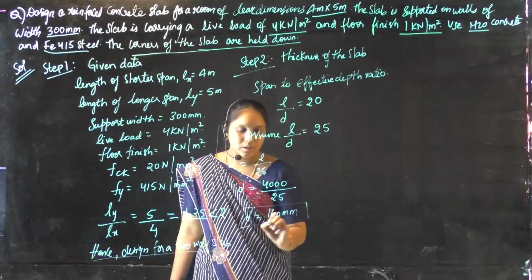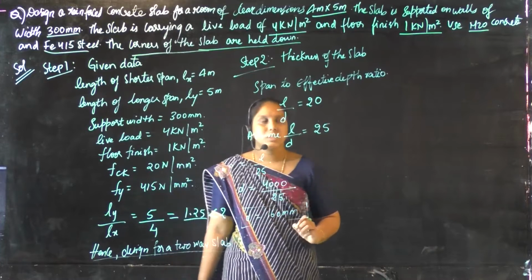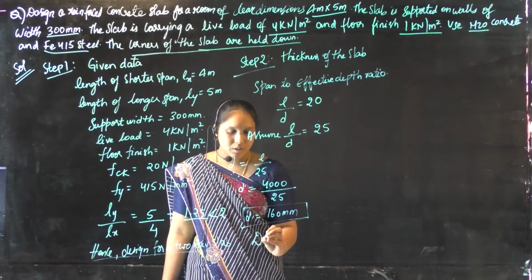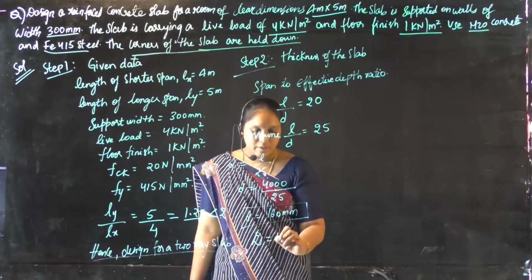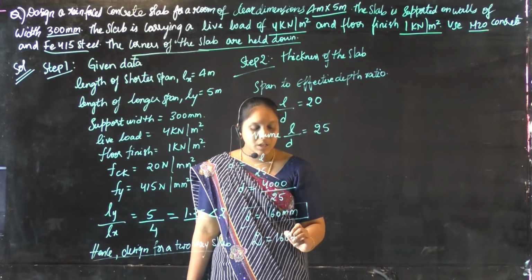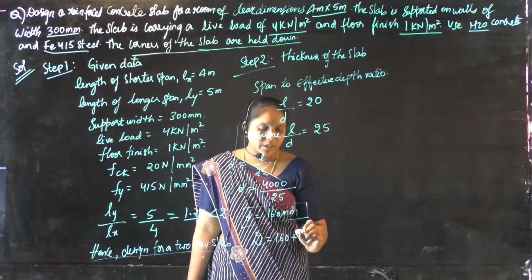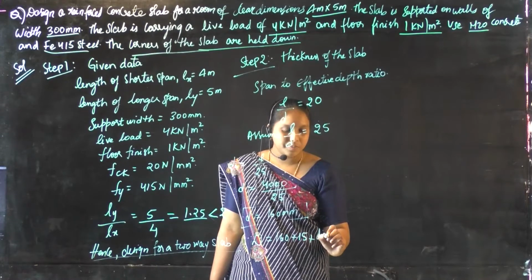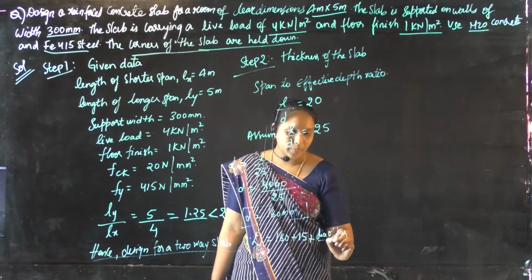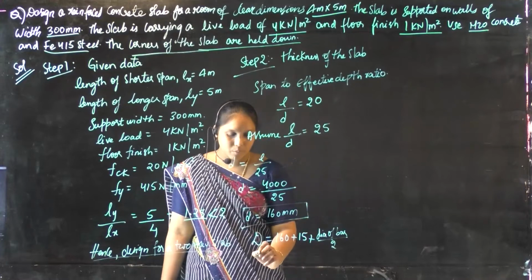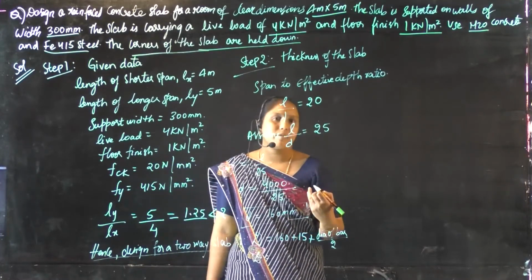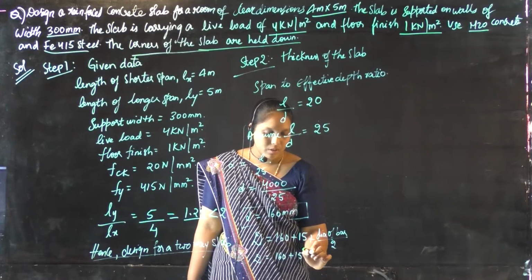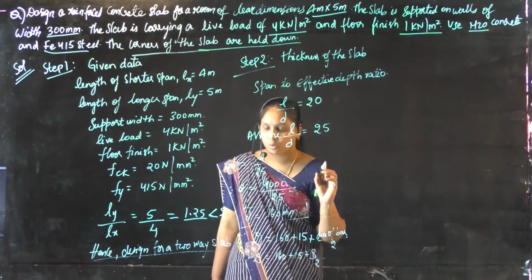So this is what our effective depth is going to be, which is 160 mm. Now what we have to calculate is the overall depth D. I will calculate the overall depth as the effective depth plus the effective cover. Here I am assuming the effective cover to be 15 plus the diameter of the bar divided by 2. I am going to assume the diameter of the bar as 8 mm. So 160 plus 15 plus 8 divided by 2.